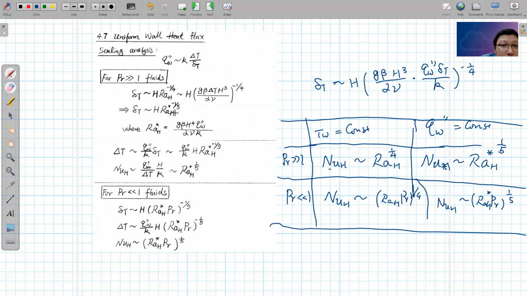So this is what we know for the uniform wall heat flux. Okay, any questions?